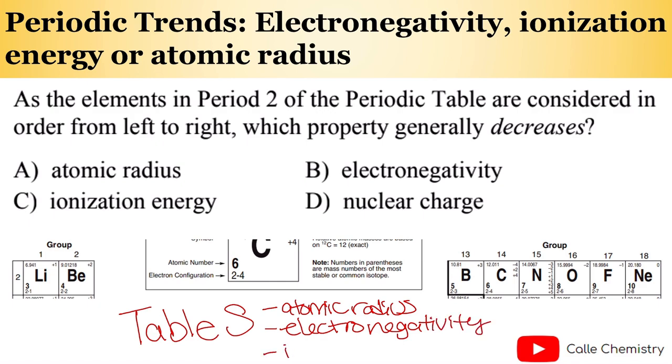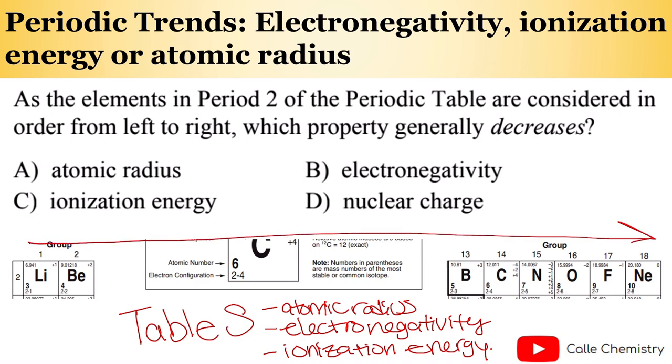And it gives you ionization energy. Of all the elements that you have on the periodic table, this question says, as the elements in period 2 on the periodic table are considered in order from left to right, which property generally decreases? Now, if you go to Table S and you're saying, well, I don't know how to answer this question, there's just too many things to look at.